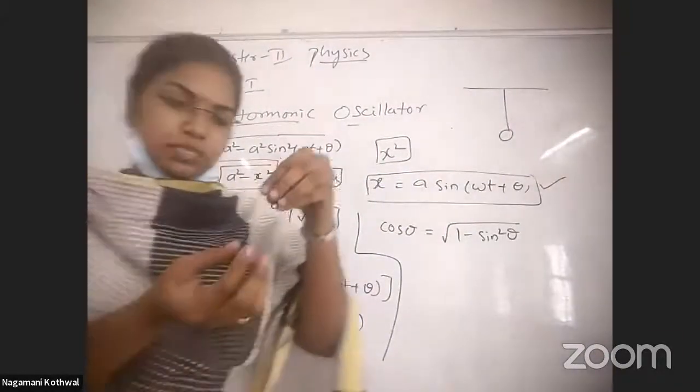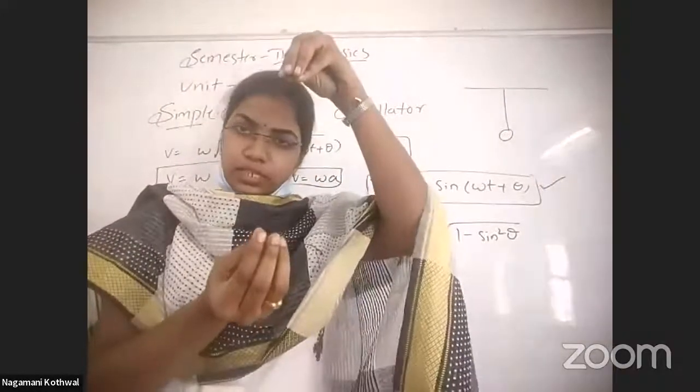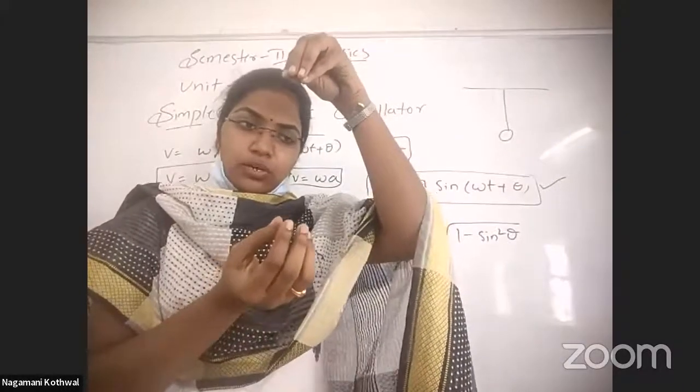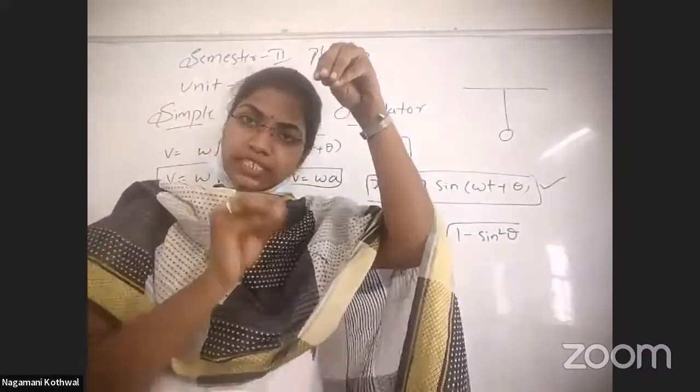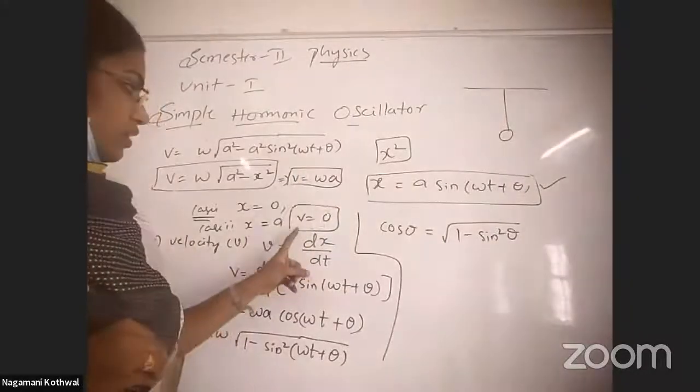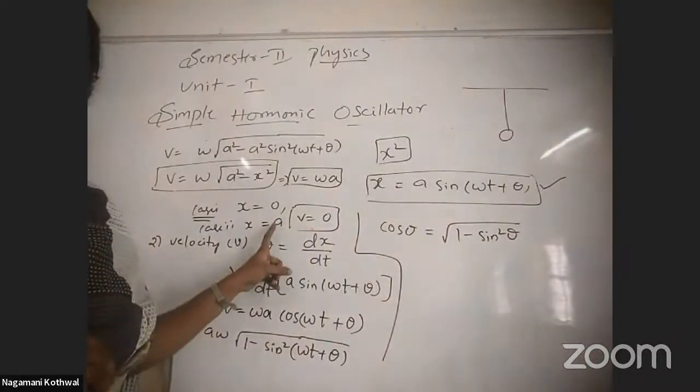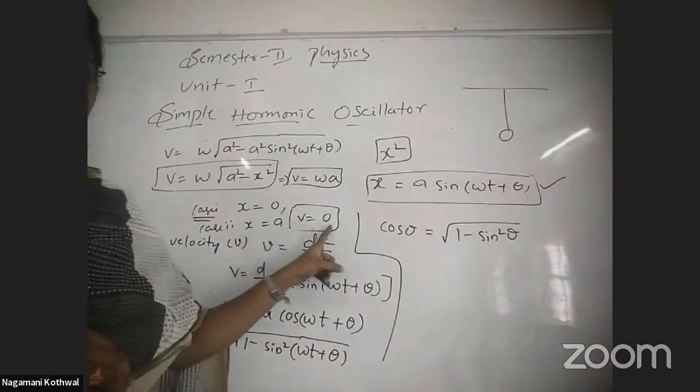Why there is no displacement means, for example, the pendulum at stable position. If you want to move the pendulum, you have to give maximum velocity. So whenever displacement is 0, the maximum velocity will be omega a. Whenever displacement is at maximum, then velocity equal to 0.